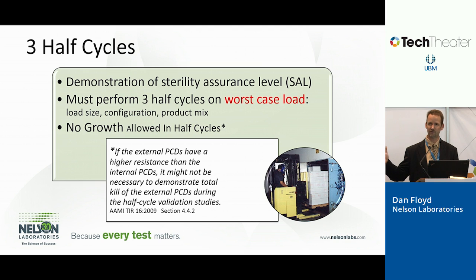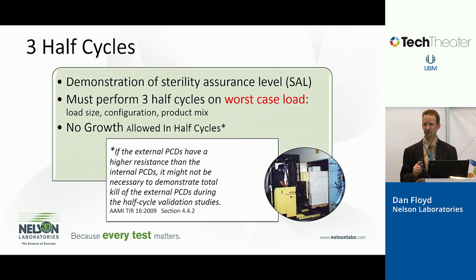What some people want to do is validate a range, anywhere from a minimum of maybe just 7 boxes up to 10 pallets. So you'll do half cycles on both sides of those ranges, from the minimum load as well as the maximum load. Find out which one of those is worst case, and then whichever one happens to be worst case, you'll do 2 additional ones on that worst case situation. So at the end of the day, you have 3 half cycles on your worst case situation.